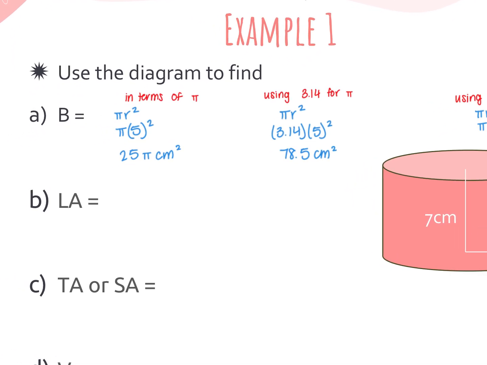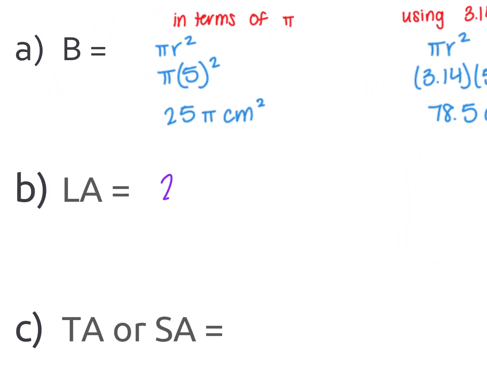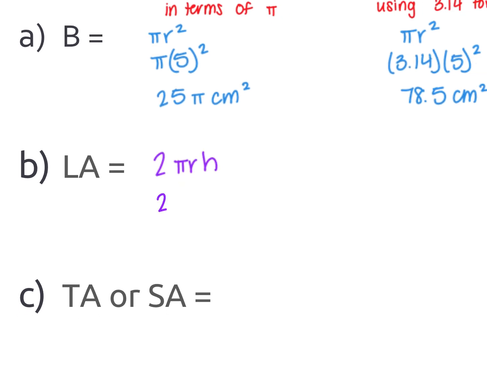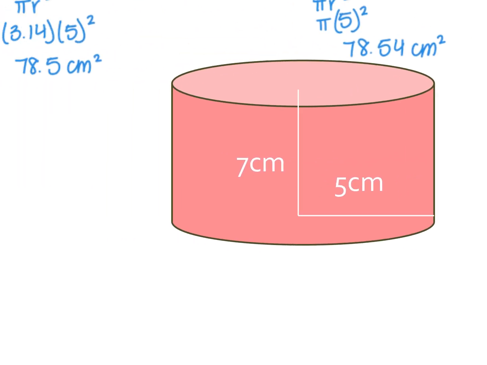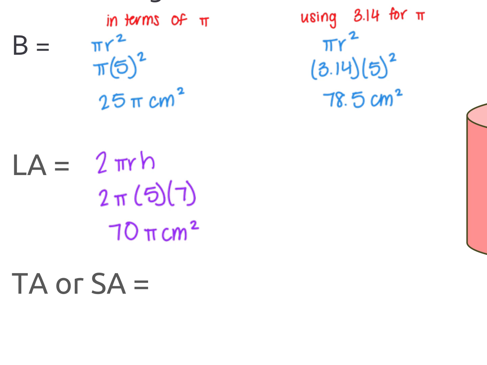Looking at the next one, it's asking me for my lateral area. For this formula, it's 2 pi r times my height. I'm going to have 2 pi times my radius, which we found was 5. My height is 7, looking back at the diagram. Leaving this one in terms of pi, I have to leave pi last. Plugging into my calculator, 2 times 5 times 7, I'm going to get 10 times 7, which is going to give me 70 pi centimeters squared. That's in terms of pi.